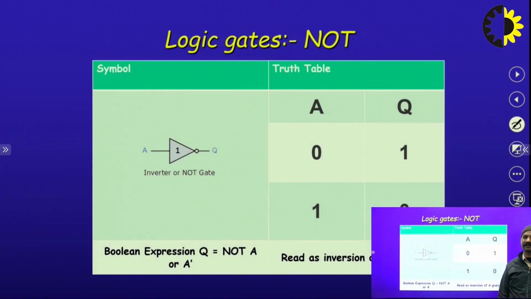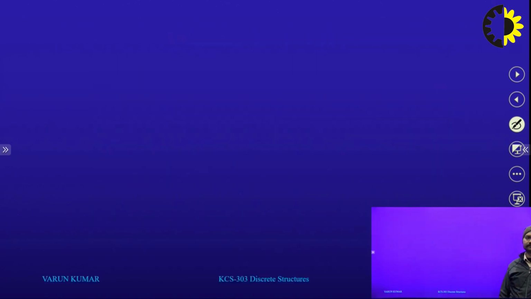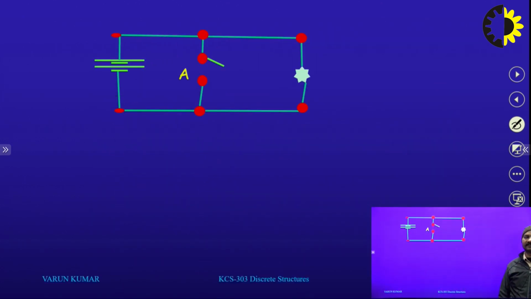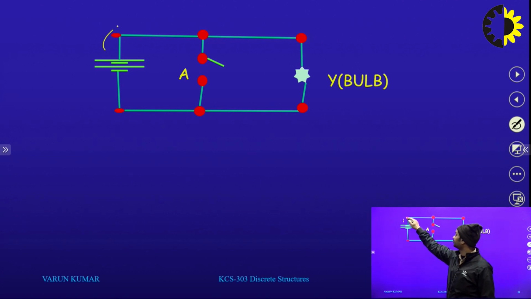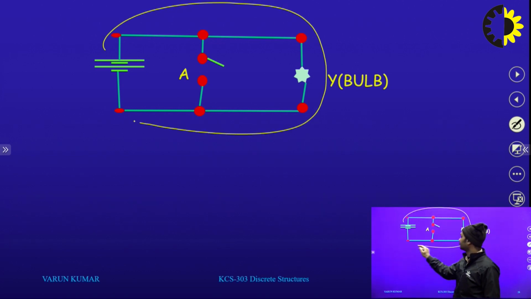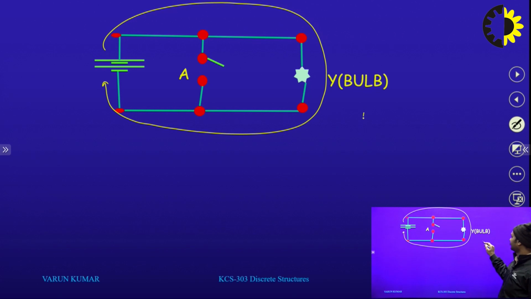This is the simple NOT gate. It means 0 to 1 and 1 to 0. This is the NOT gate. This is the shunt connection of the switch. If this is a bulb, then this is the circuit. If we open the switch, then current flows through this path and the bulb glows. If A is equal to 0, then Y is equal to 1, and the bulb glows.